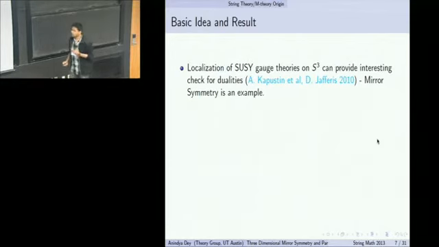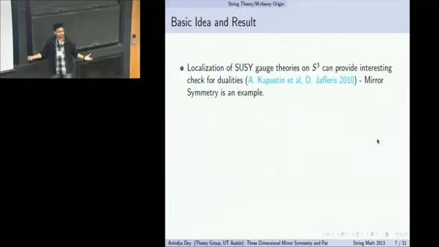So we know that localization of SUSY gauge theories on S3 can provide a very interesting check for dualities in 3D, and mirror symmetry is an example. So what you do is compute objects like the partition function on both sides of the duality, and you basically compare them. And since it's a case of two different UV theories flowing to the same IR theory, these two objects should agree.